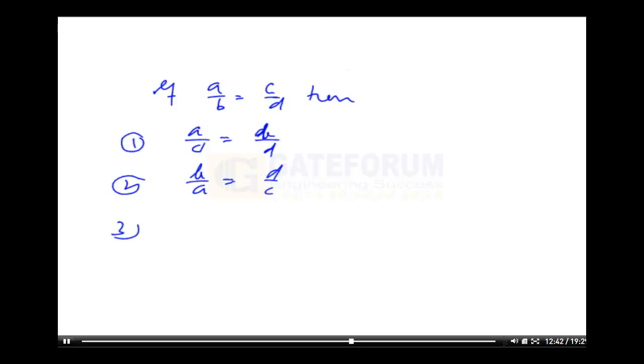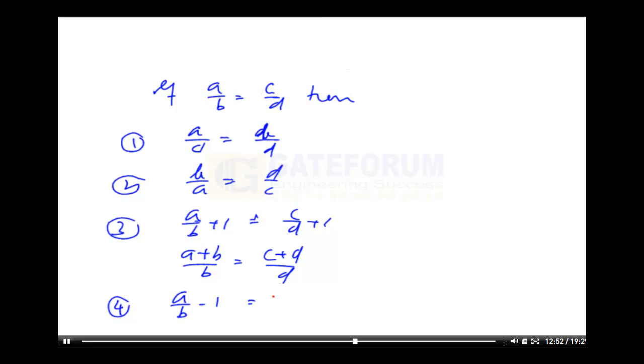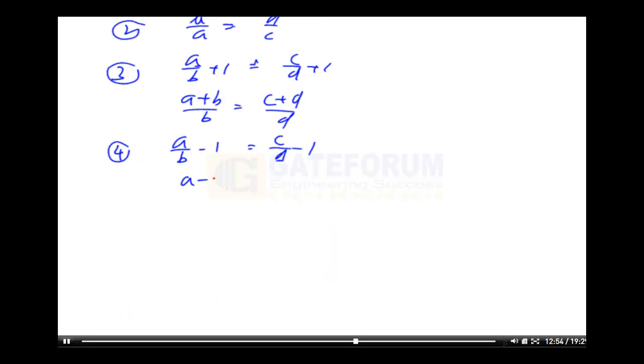If a by b is equal to c by d, then how many ways can you write? We can write a by c is equal to b by d. Number 2, b by a is equal to d by c. Number 3, we can add 1 to both sides, in which case a plus b by b is c plus d by d. It's given wrong in your text. And a by b minus 1 is c by d minus 1. So a minus b by b should be c minus d by d.